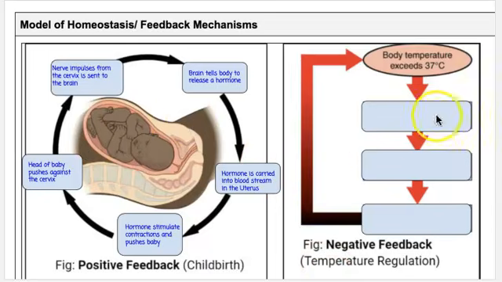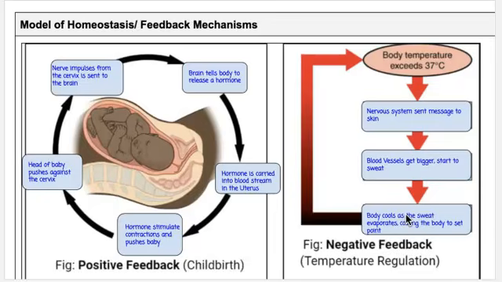Now, in this example on the right, we have negative feedback. So let's say your body temperature gets too high. Your nervous system sends signals to your skin and you start sweating and your blood vessels get bigger or wider. Your body begins to cool down because you're sweating, and as the sweat evaporates, your body goes back to that normal set point.